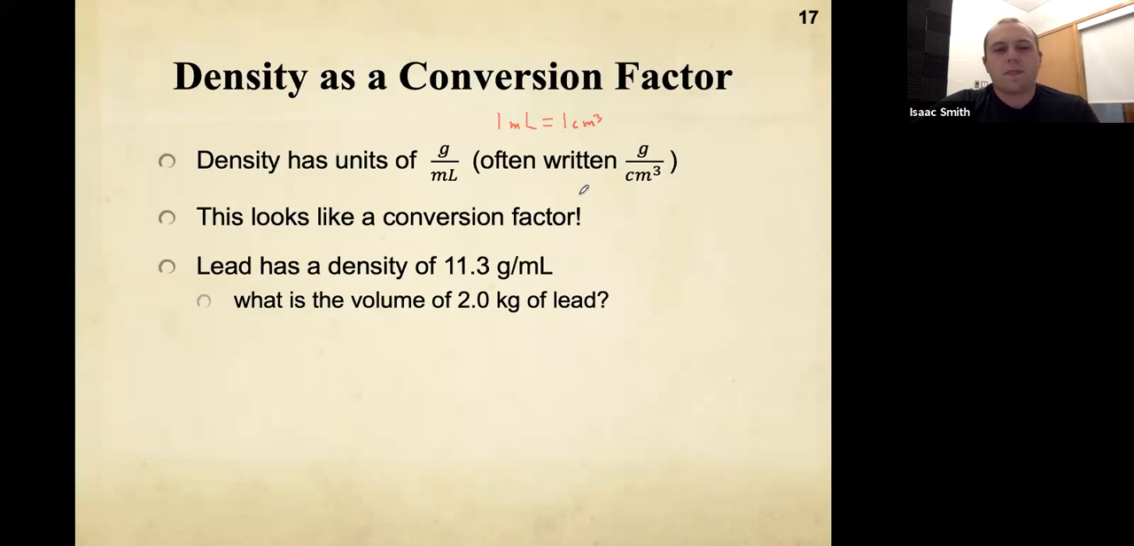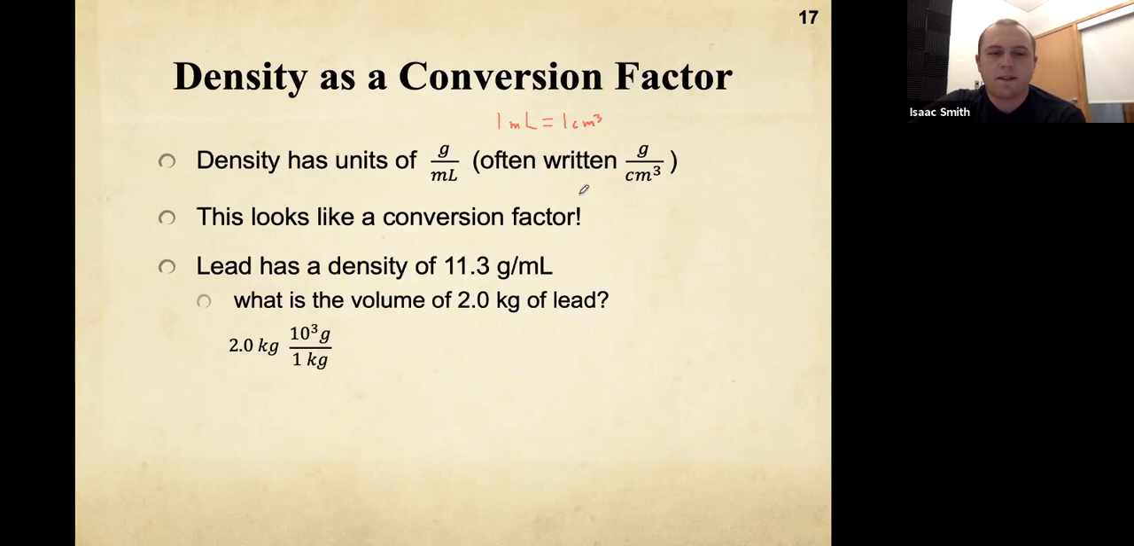Okay, so let's look at this problem. Lead has a density of 11.3 grams per milliliter. So then we want to answer the question, what is the volume of 2 kilograms of lead? So if you have 2 kilograms, how much space does that take up? Our initial unit here is kilograms, and we want to get over to volume in milliliters.